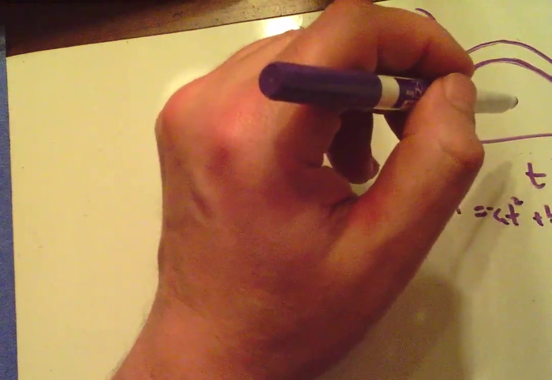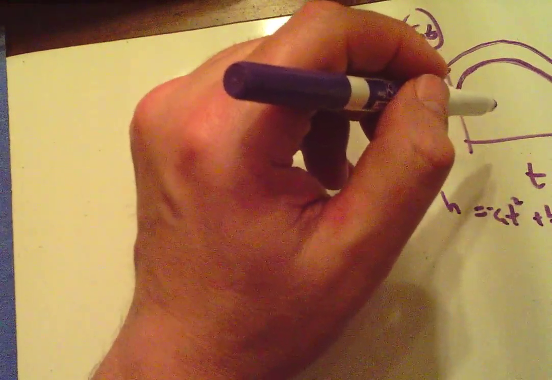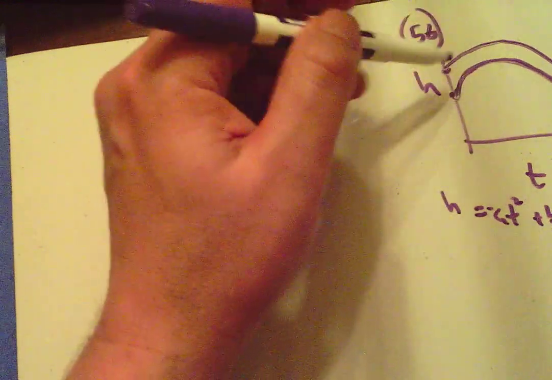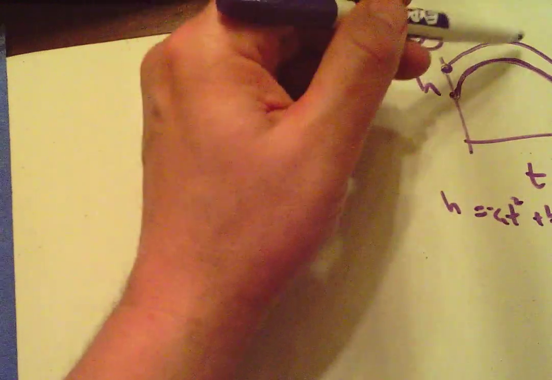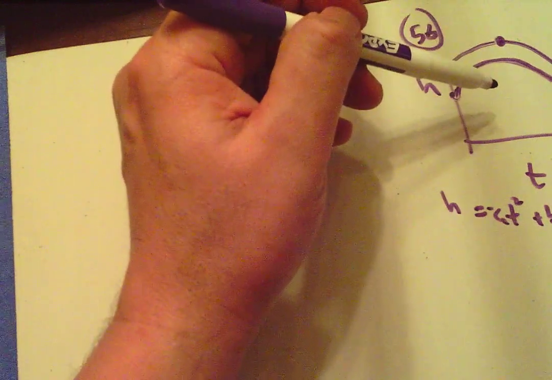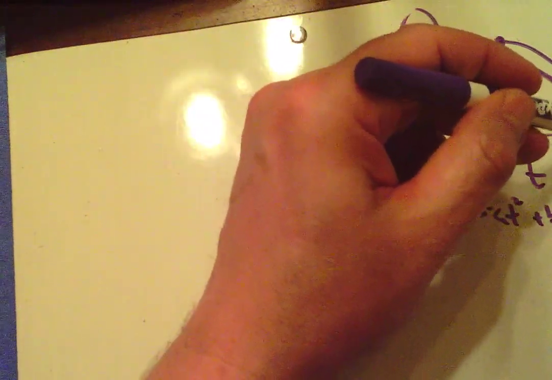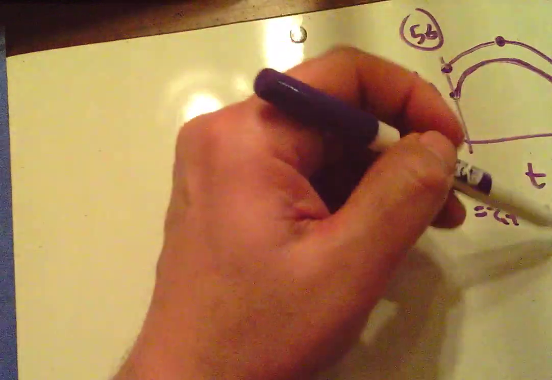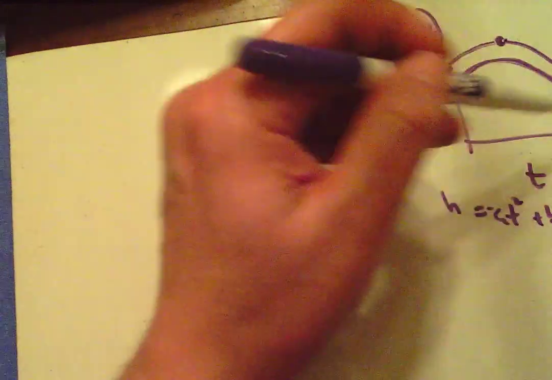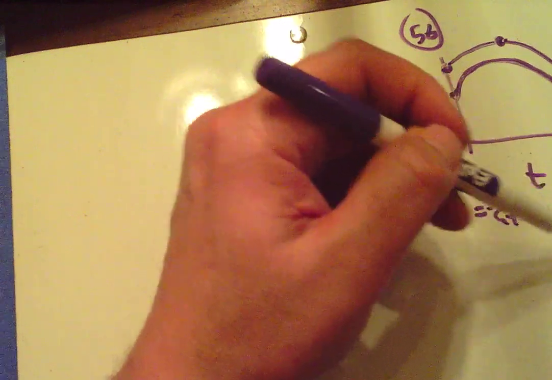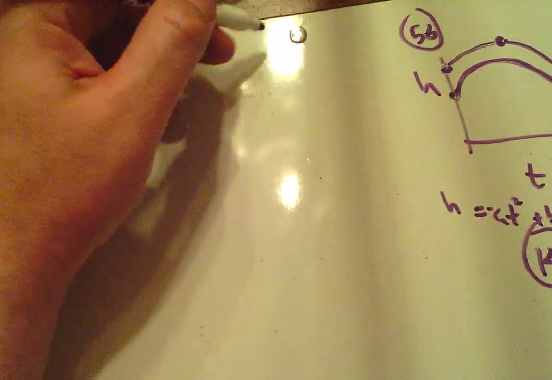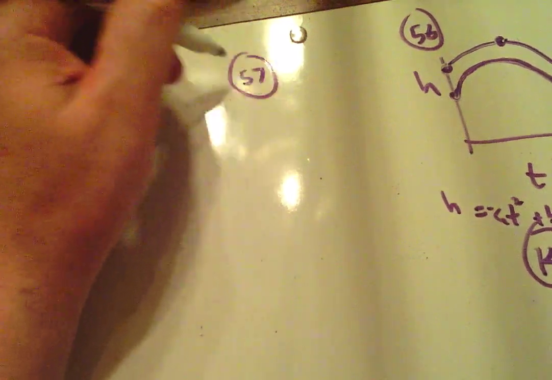So if I change c, that's going to affect a number of things, right? It's going to affect the y-intercept, it's going to affect the vertex, and it's going to affect the t-intercept when this thing hits the ground. And all of these values will be changed by changing our c, and so that's why K is the answer to 56. 57.